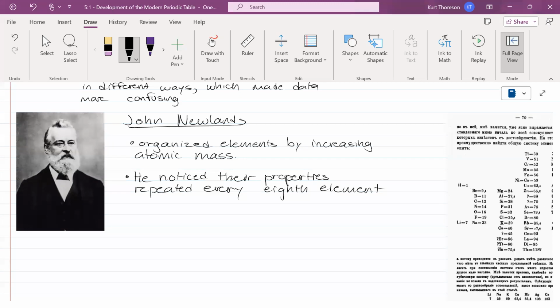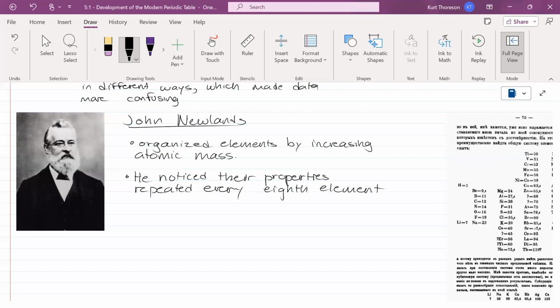And he realized all the elements that were designated as ones had common characteristics. All the elements that were designated as sevens had common characteristics. All the elements that had eights had common characteristics. So let me give you guys an example. What do all the elements in the 18th column have in common? They're all stable.